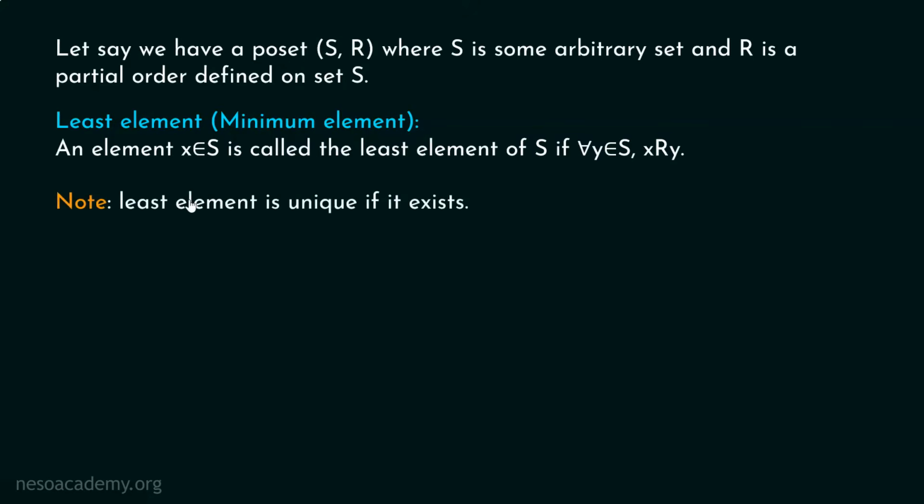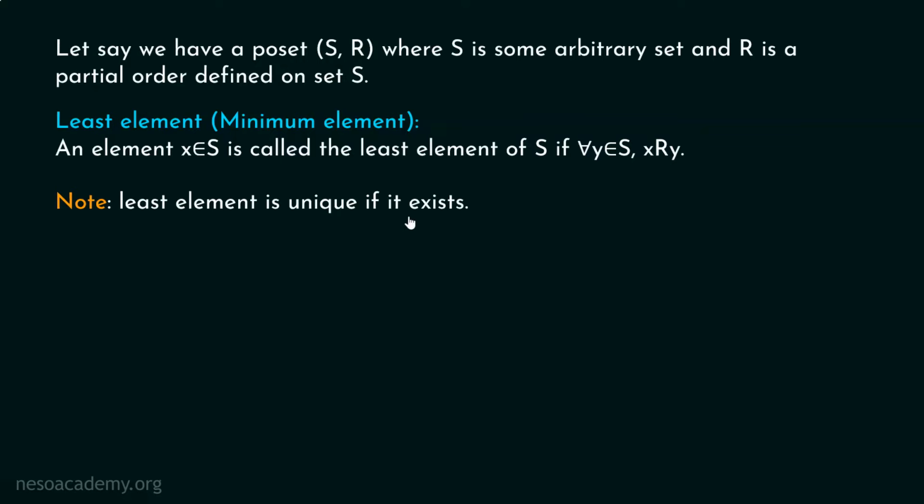Please note that least element is unique if it exists. This simply means that there cannot be more than one least element possible for a particular partial order.